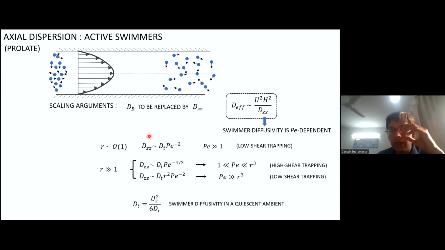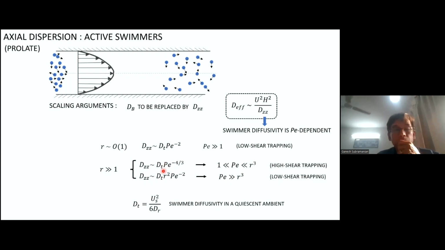So let me remind you that if I consider the scaling of D_zz, the transverse diffusivity, for sufficiently large Peclet, for any swimmer aspect ratio, it scales as 1 by Peclet squared. How large Peclet must be does depend on the swimmer aspect ratio. If the swimmer is fairly slender, then Peclet must exceed a threshold of order R cubed for the diffusivity to start scaling like 1 by Peclet squared.